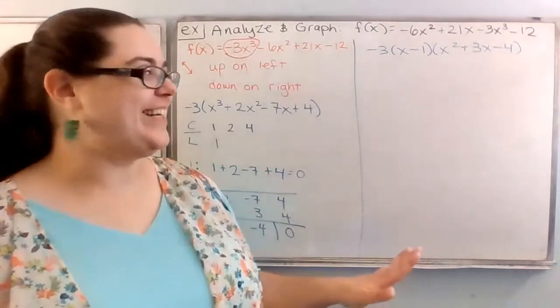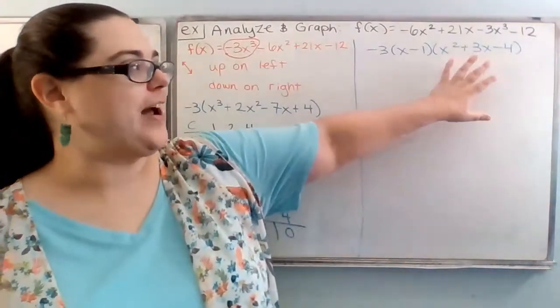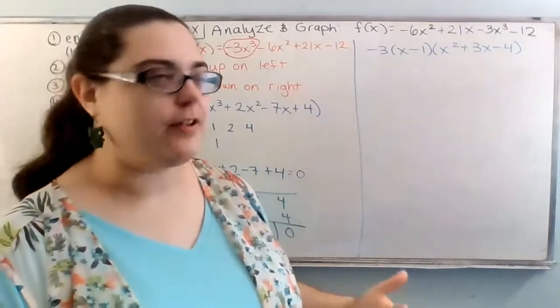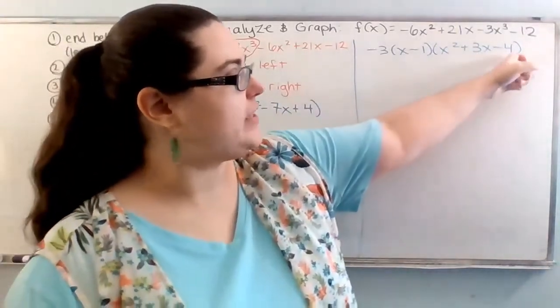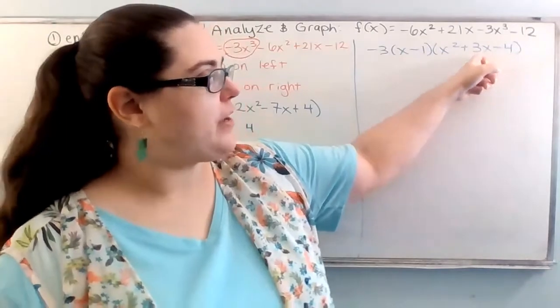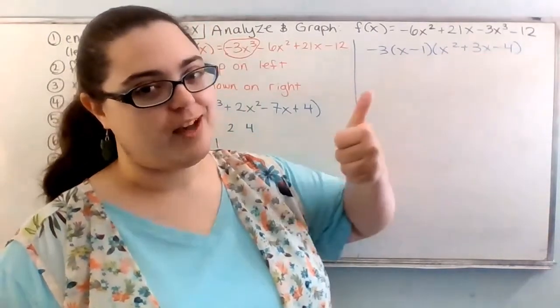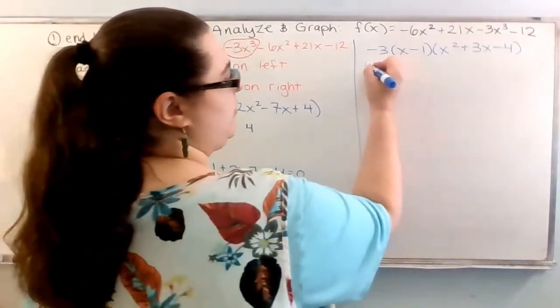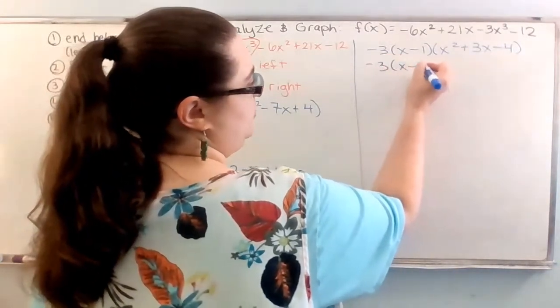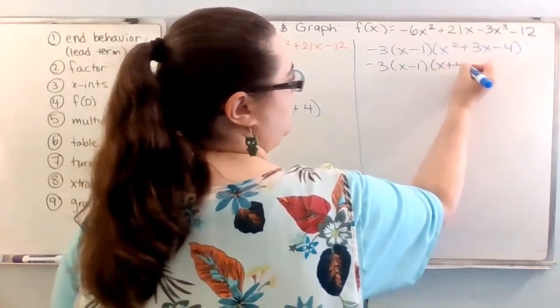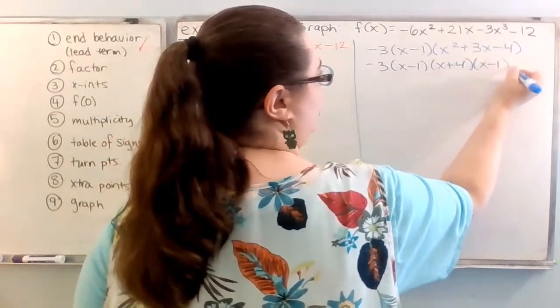Remember to breathe. So we've got a quadratic. Let's see if this will factor. In order for this quadratic to factor, I need 2 numbers that multiply to negative 4, but add to positive 3. And if I do a positive 4 and a negative 1, that works. So I'm going to bring my negative 3, x minus 1. And then this will factor into x plus 4, x minus 1.